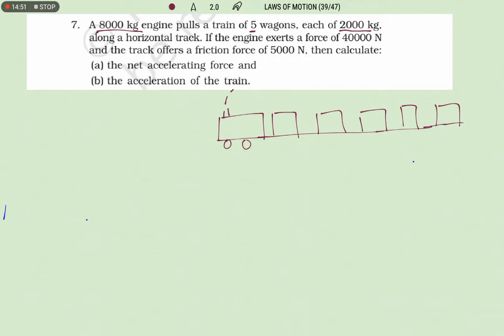Right. So each wagon is of 200 kg. Each mass is 200 kg. If the engine exerts a force of 40,000 newtons to pull these 5 wagons, the force exerted by the engine on the wagons is 40,000 newtons. The track offers a frictional force of 5,000 newtons.